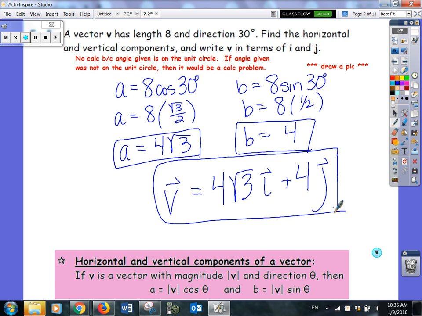And if you didn't write the vector equals, that would be fine. Just the terms of i and j would be okay in this problem also. You would not have to say vector v equals unless you want to.